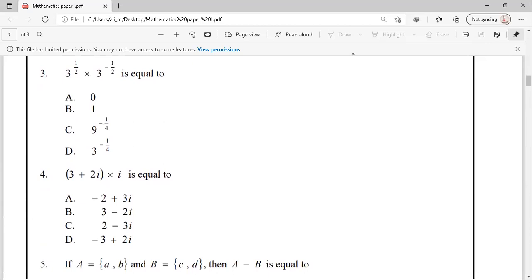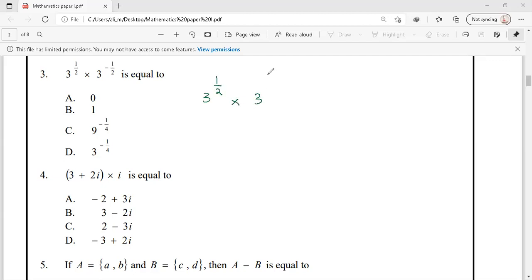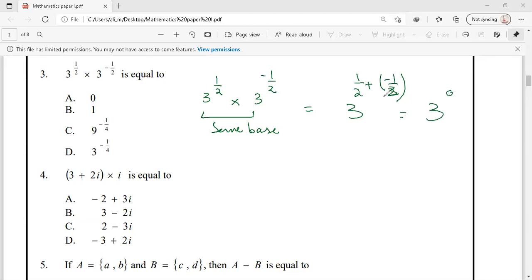Let's move to our question number 3 and 4. In question number 3, we have to multiply 3 raised to the power 1 over 2 and 3 raised to the power minus 1 over 2. As we can see, the two terms that are multiplied have the same base. If two terms are multiplied and have the same base, we can easily add the powers. So it will become 1 over 2 minus 1 over 2, so 3 raised to the power 0. Another property of indices is that any base with the power 0 is always equal to 1. So the correct answer is option B.